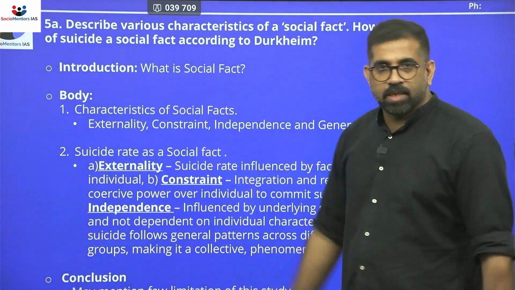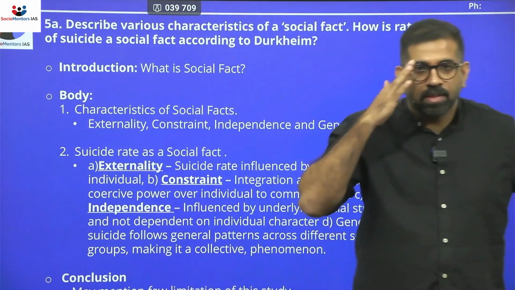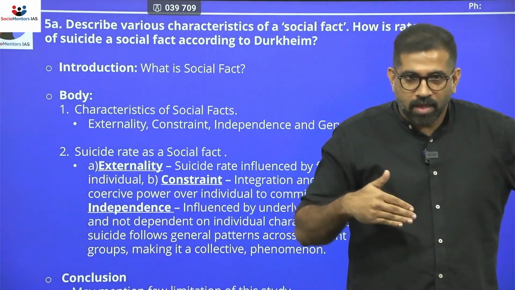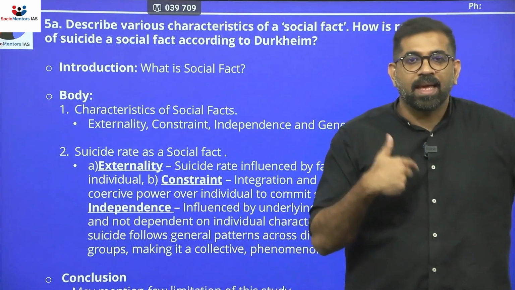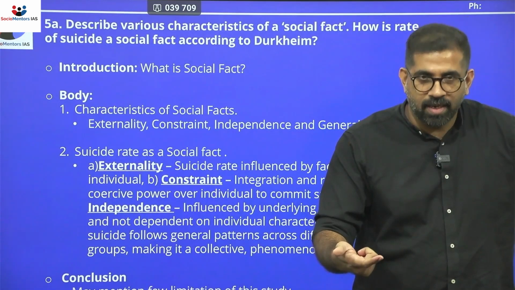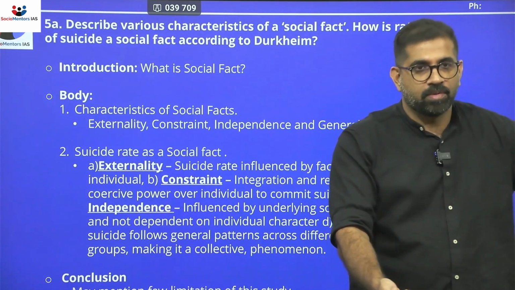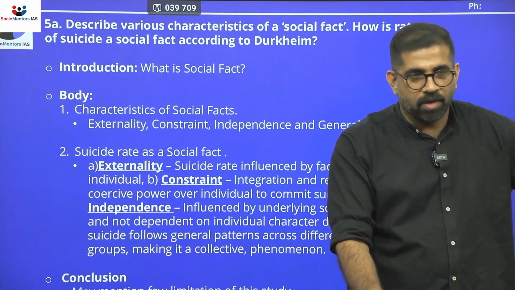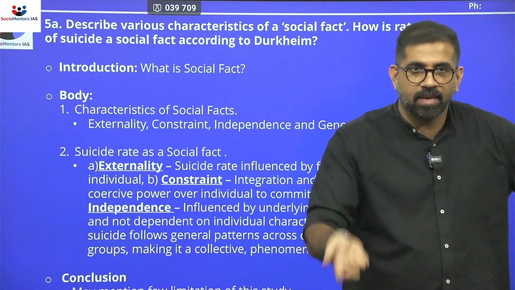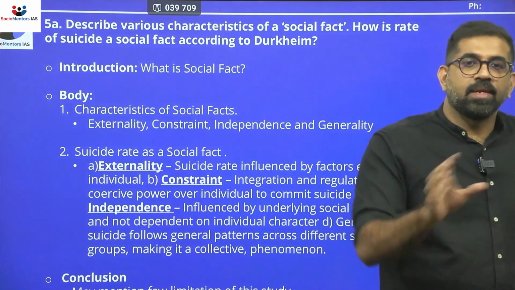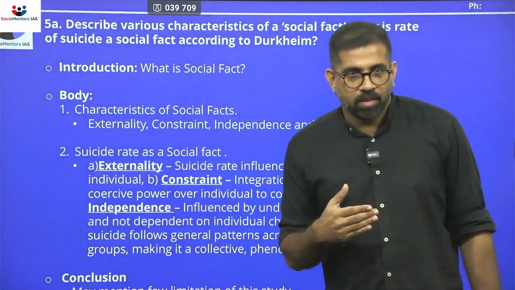See, when it comes to externality, we have mentioned that suicide rate exists outside an individual because it is not an individual phenomenon, but according to Durkheim, a social phenomenon. In independence, we are saying that individual characteristics do not lead to suicide rate. Instead, the social character will determine the suicide rate of individuals in that society. Are you getting the difference? So, independence means the society's character will determine the suicide rate rather than the individual characteristics. Clear? Are you getting the point?